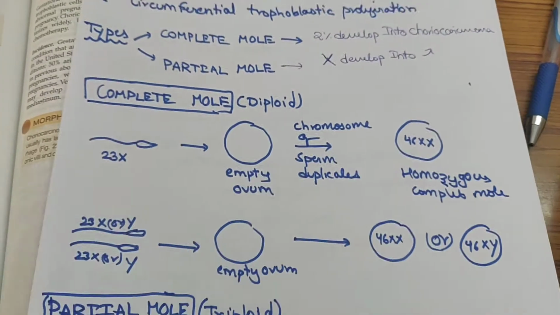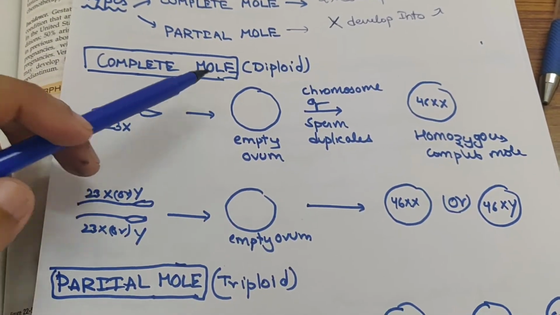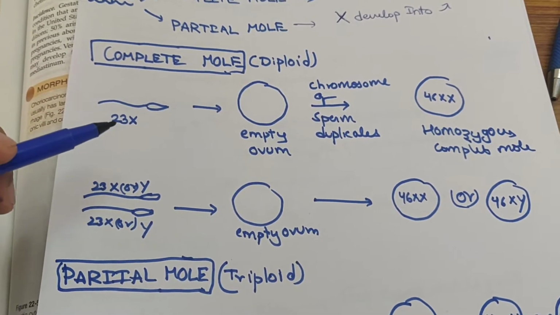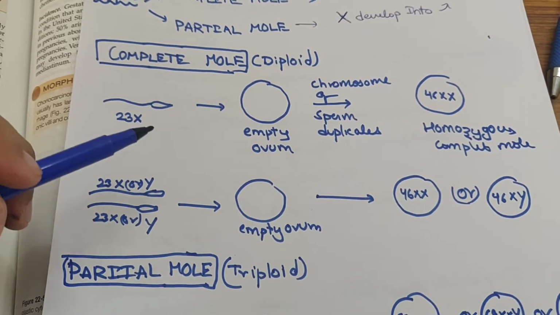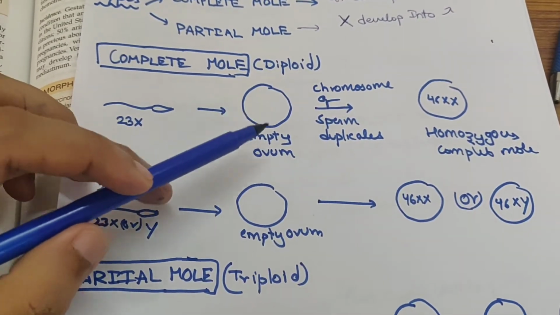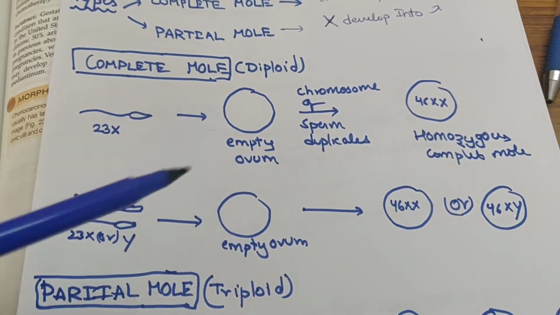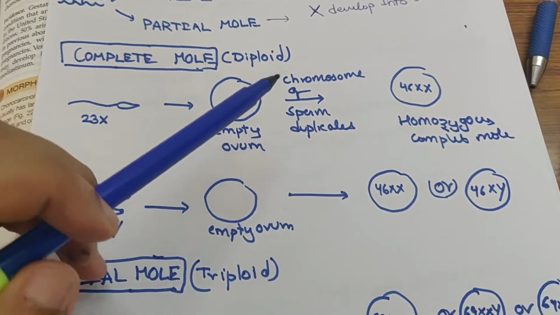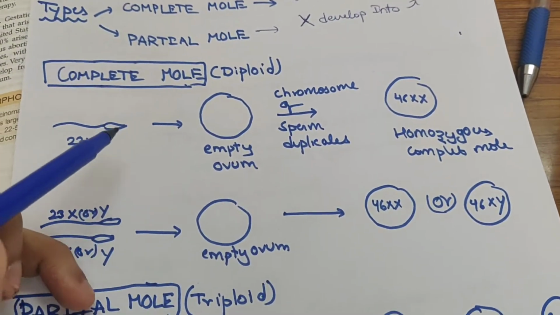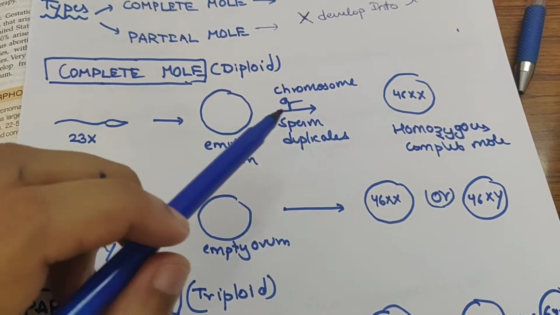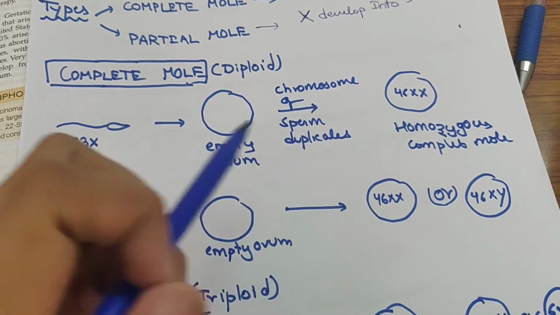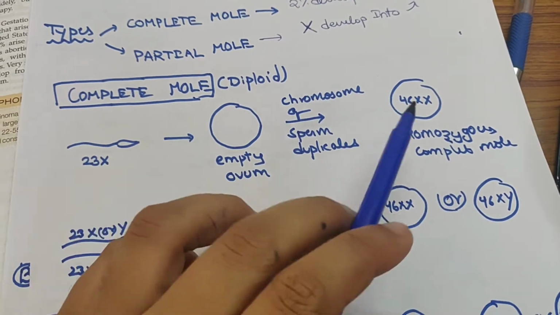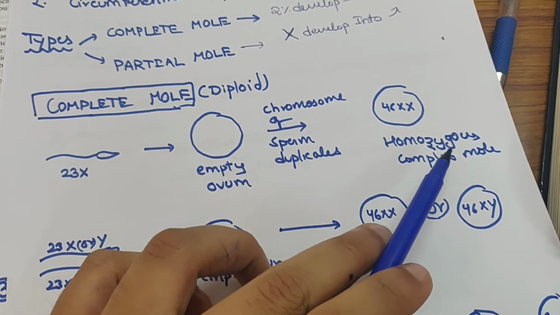Now coming to what is complete mole and partial mole. In complete mole there is a fertilization of a sperm which has 23X, that is the haploid number of chromosomes, with an empty ovum which does not contain any nuclear material or active nuclear content. Whenever this gets fertilized, the chromosome of the sperm duplicates to form a diploid homozygous complete mole. Means only paternal product is present in the fertilized product. That is, 23X sperm fertilizes an empty ovum, the chromosome of the sperm duplicates and forms 46XX. This is called homozygous complete mole.